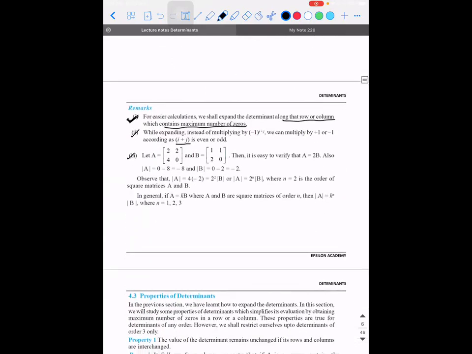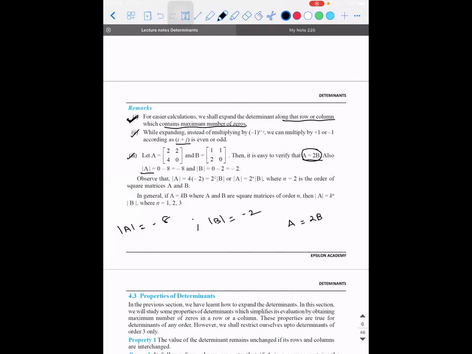Next. Suppose there is a square matrix A with rows 2 2 and 4 0, and B is equal to 1 1 and 2 0. Then it is easy for us to verify that A is equal to 2B. So that is how the matrices are given. Also, the determinant of A is minus 8 and the determinant of B is minus 2.